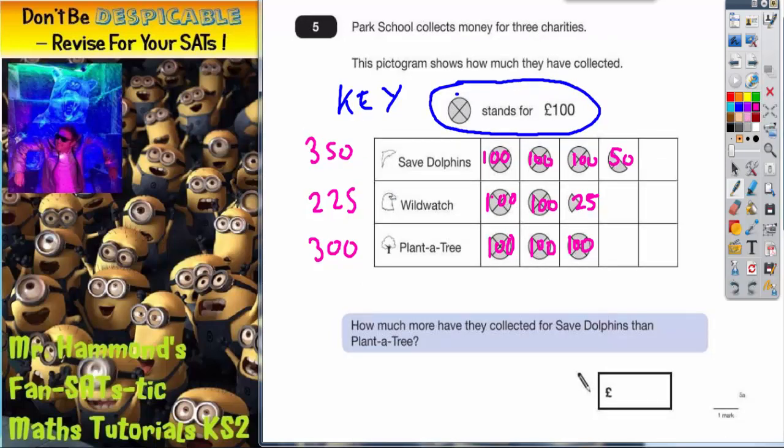So how much more have they collected for Save Dolphins than Plant a Tree? So Save Dolphins is 350, Plant a Tree is 300. That one is easy. It's obviously £50 more. Let's move on.